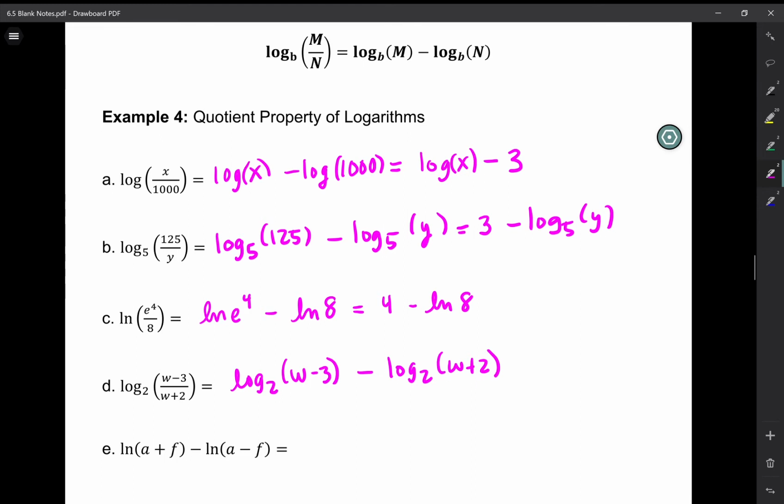And the final one is where we work right to left. We have log base e, natural log. We have two different logarithms that are being subtracted, so we can write them as a single logarithm. Natural log of a plus f in the numerator over a minus f in the denominator. And that is the quotient property for logarithms.